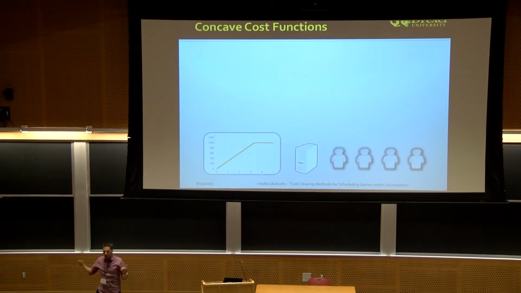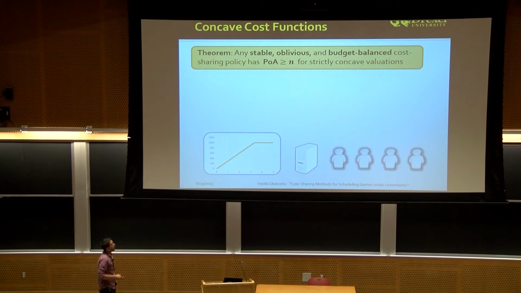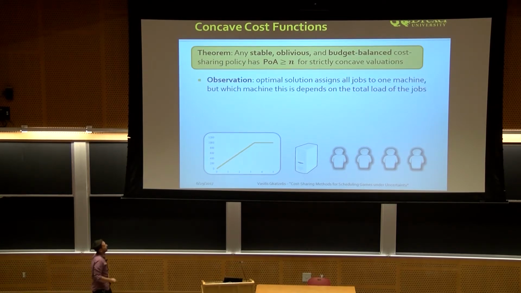But now that we cannot do this very general thing, are there reasonable types of cost functions that we can deal with? And one very reasonable class is the class of concave functions. Essentially, the cost goes up, but then at some point, the more people that use a machine, the cost doesn't keep increasing. And for those, we know that if we restrict ourselves to budget balanced and oblivious cost-sharing policies, then the price of anarchy is at least n. We show that, so it's very bad. And the observation is that when you have a concave function, you know that the best thing to do is everybody using exactly the same one machine.